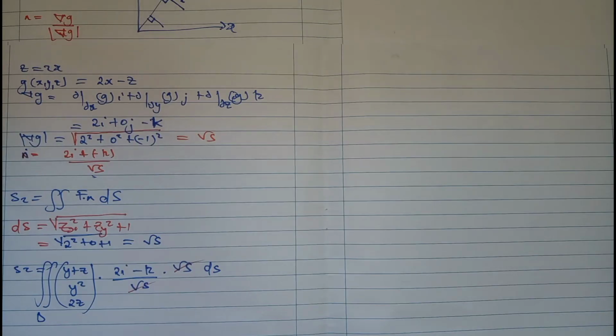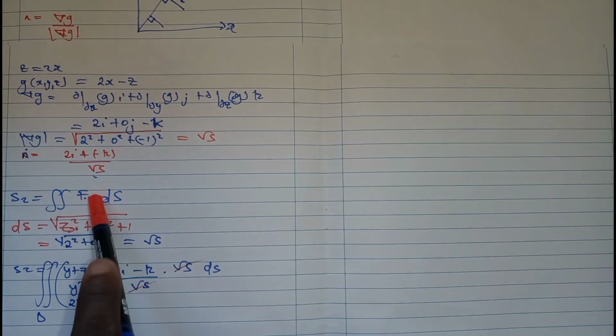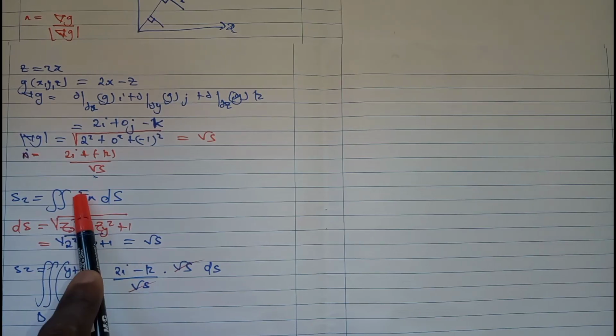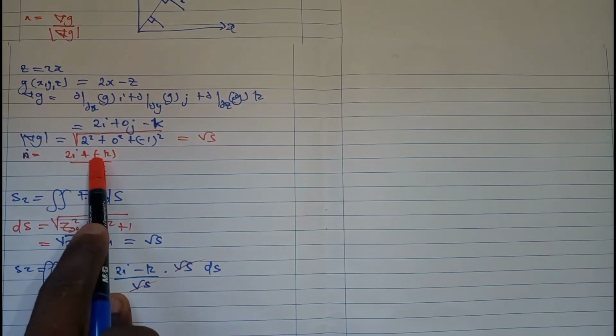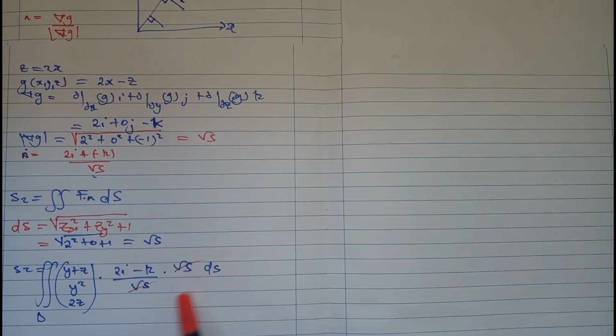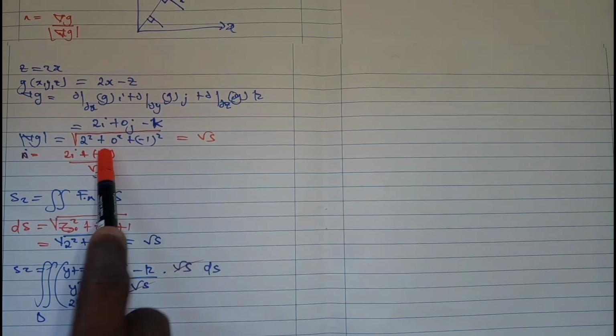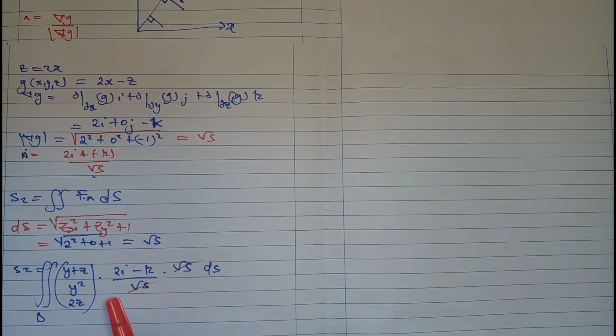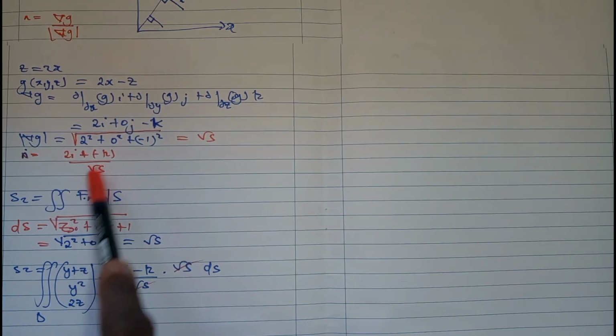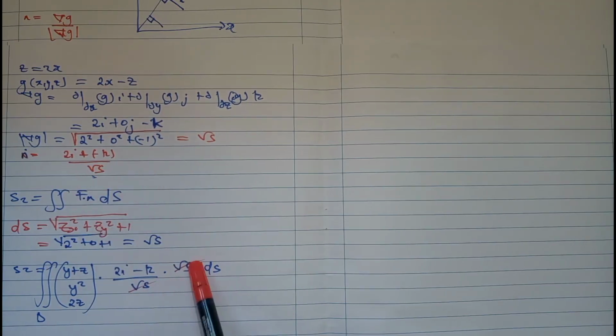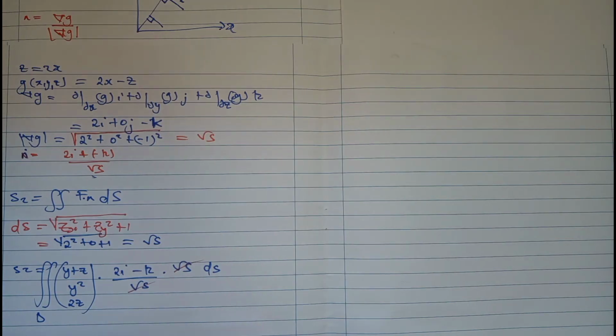Okay, so from here we're going to say F, we're going to put our vector field, and n, which is our normal, which is this one, and ds. So we're going to put F dot n, the dot product with the normal, times ds. We're going to see that the denominator of our normal, which is root 5, is going to cancel out with the ds.